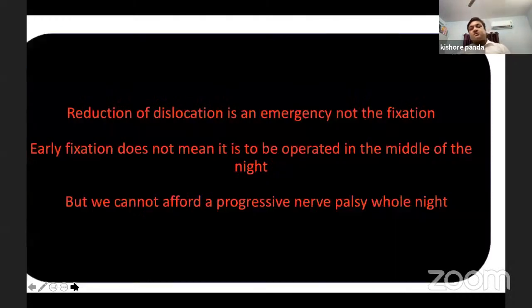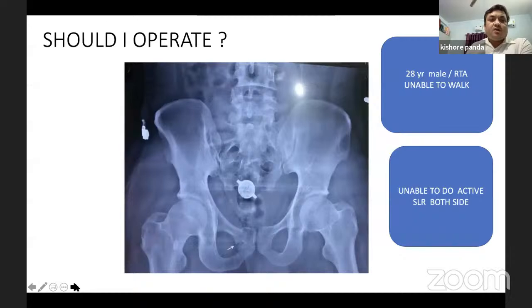So reduction of the dislocation is an emergency, not the fixation. Early fixation does not mean it is to be operated in the middle of the night, but we cannot afford a progressive nerve palsy the whole night. Then why should I operate, or when should I operate?